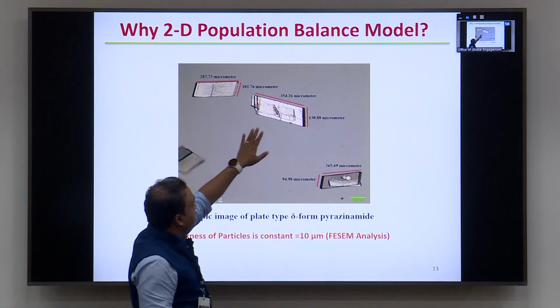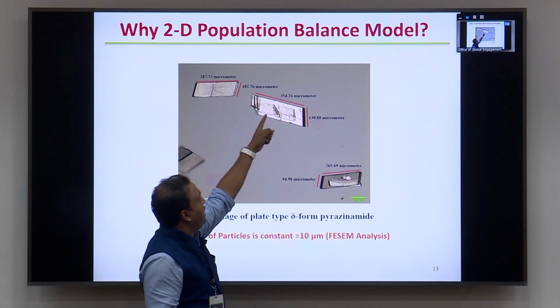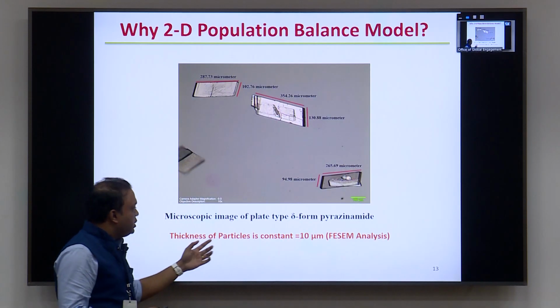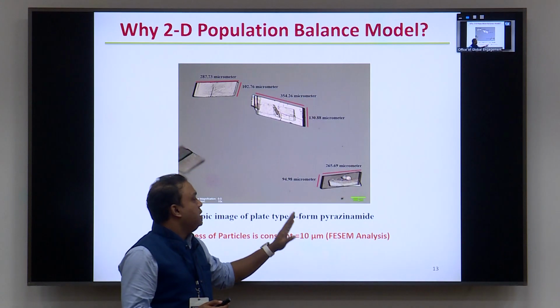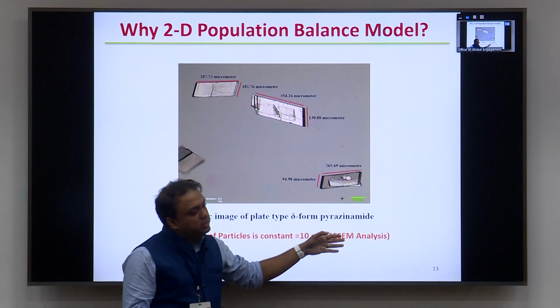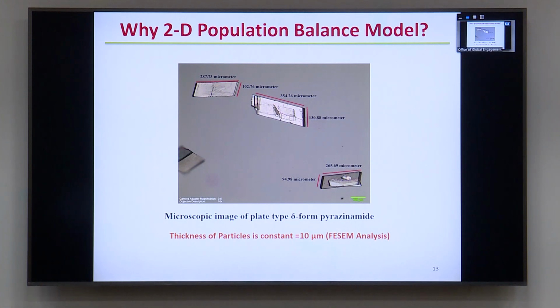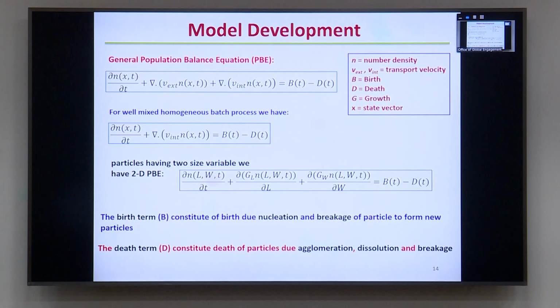Now, see here, you can see the plate-like structure, with distinctive length and width. There is also thickness, but the thickness of the particles seems to be constant, which is 10 micrometer, which we have analyzed using FSM analysis. Next, for model development, we use the population balance equation.